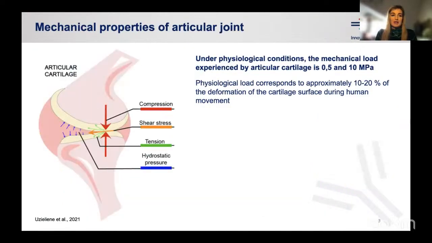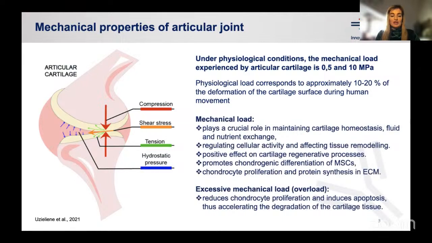So getting closer to the mechanical properties, I need to mention the mechanical forces that exist in the joint. It's not only the compression forces, it's also the shear stress, the tension, the hydrostatic pressure. Under physiological conditions, the mechanical load experienced by articular cartilage is from 0.5 up to 10 megapascals, which usually corresponds to approximately up to 20% deformation of cartilage tissue. So mechanical load is actually not that bad for the cartilage.